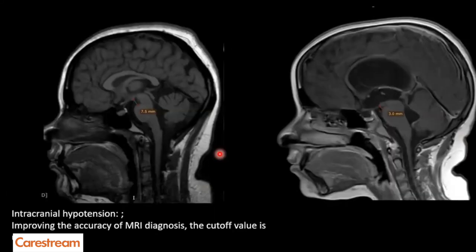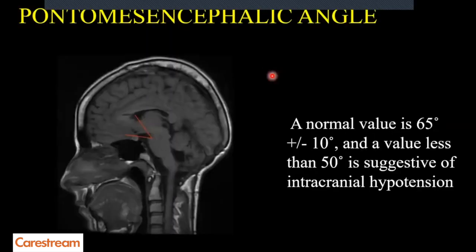So this is the distance we were talking about. So you measure it between the mammillary body and the upper margin of the pons. If it is below 5.5, that is suggestive of intracranial hypotension. Another thing which you can measure is the pontomesencephalic angle. You can see how it is measured on this image. And normal value is around 65 plus minus 10. A value less than 40 is suggestive of sagging. So it is again another ancillary finding in cases of intracranial hypotension.